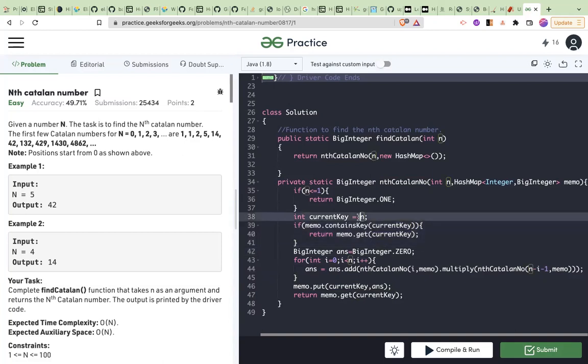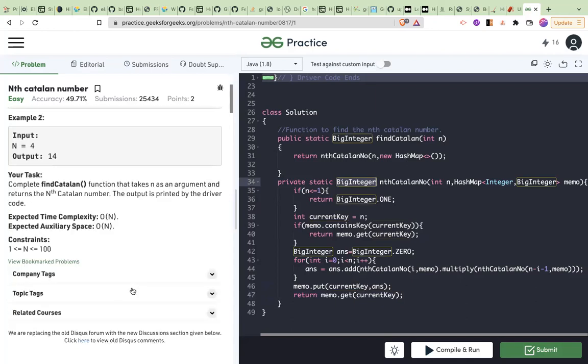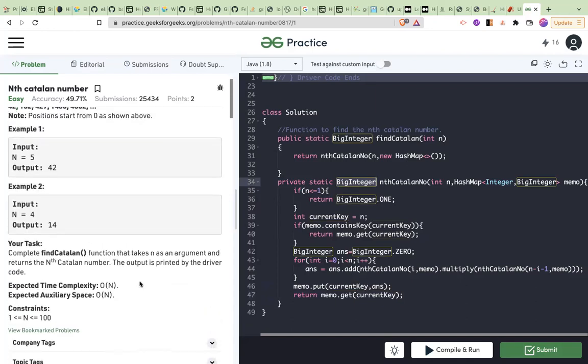And whatever value changes, we make it the current key and check whether the map contains that current key. If it does, that's good, we can directly return. If it doesn't contain it, we calculate and add it to our map under the current key and return the same value. We're using big integers because the numbers can be large. So that's the only thing we are doing.